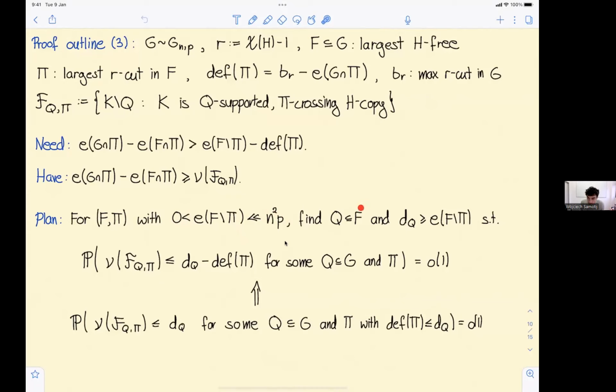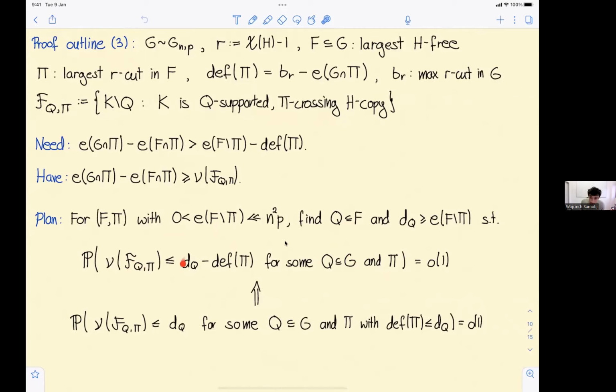Now, we would like to find some Q, a subgraph of F, and some number dq that depends only on Q but not on F, but every time for an F we pick a Q, we want this dq to be at least as large as the number of edges of F that do not cross the partition. And we would like to union bound now over all Q, meaning to show that the probability that we have some Q and some pi for which the inequality that we seek does not hold is small.